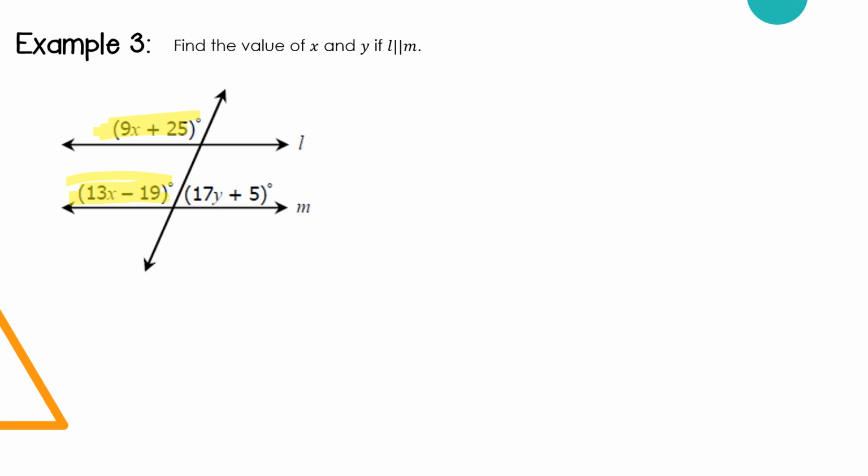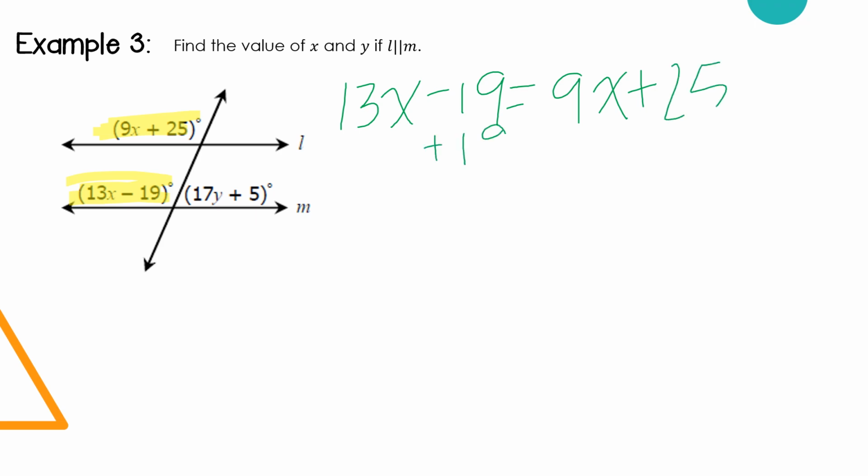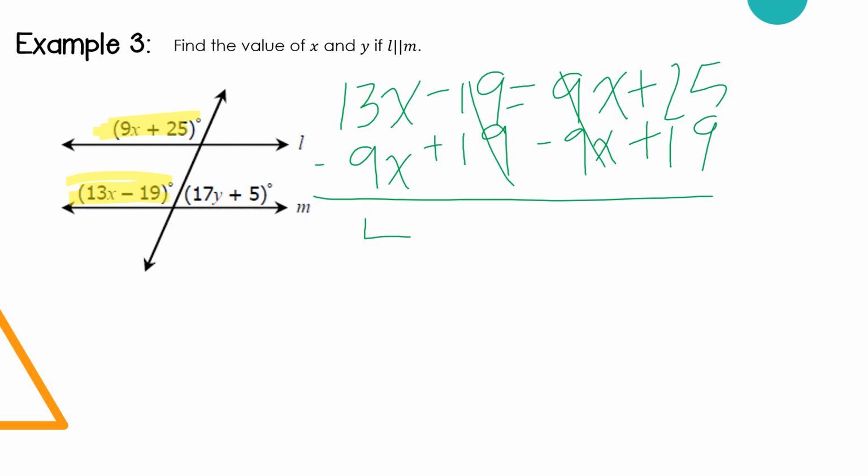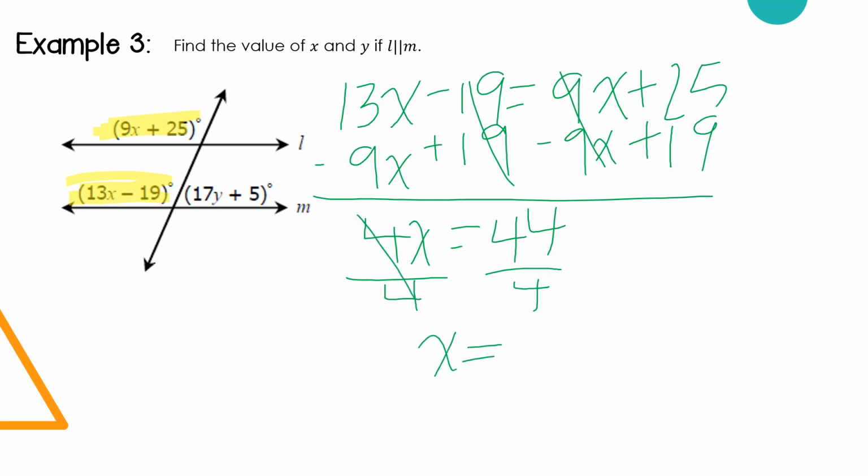So that means that to solve this, I'm going to do 13x minus 19 equals 9x plus 25. I'm going to add 19 to both sides, subtract 9x from both sides. Combine like terms, that gives me 4x equals 44. Divide both sides by 4, and that gives me x equals 11. All right, so got x.